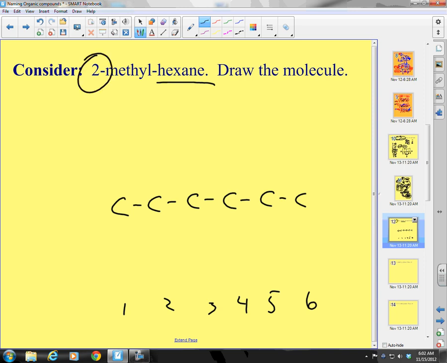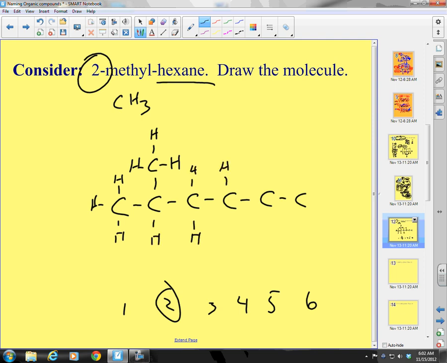On my second carbon, right here, I'm going to put a methyl group. Methyl group means I have a CH3. So I'm going to put one off my number 2. I'm going to put a methyl like that. And then I'm going to fill the rest of the carbons in with hydrogens so that each carbon has 4 bonds.